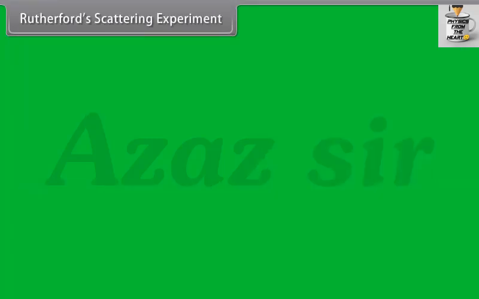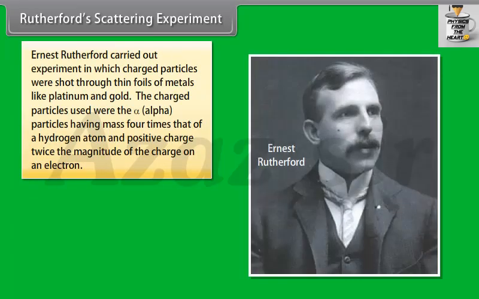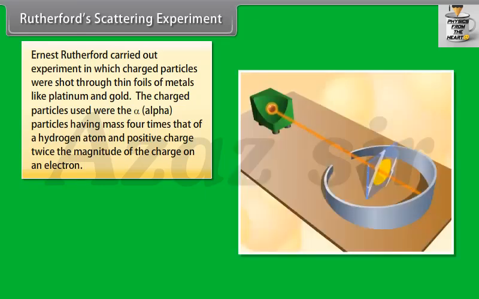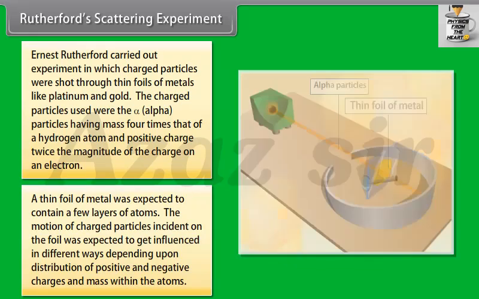Rutherford scattering experiment. Ernest Rutherford carried out an experiment in which charged particles were shot through thin foils of metals like platinum and gold. The charged particles used were the alpha particles having mass 4 times that of a hydrogen atom and positive charge twice the magnitude of the charge of an electron. A thin foil of metal was expected to contain a few layers of atoms.